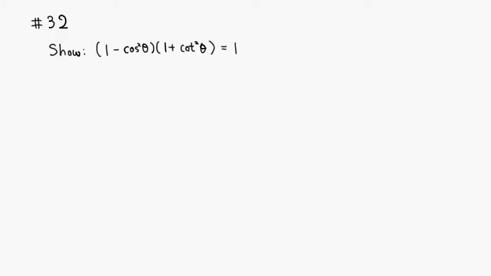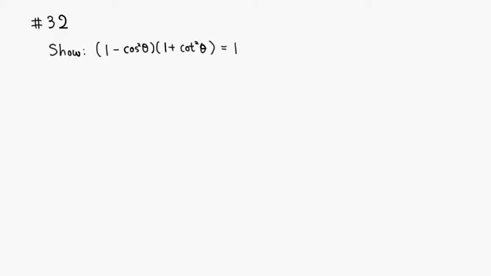Alright, let's look at this problem number 32. We want to show this trig identity: quantity 1 minus cosine squared of theta times quantity 1 plus cotangent squared of theta is equal to 1.